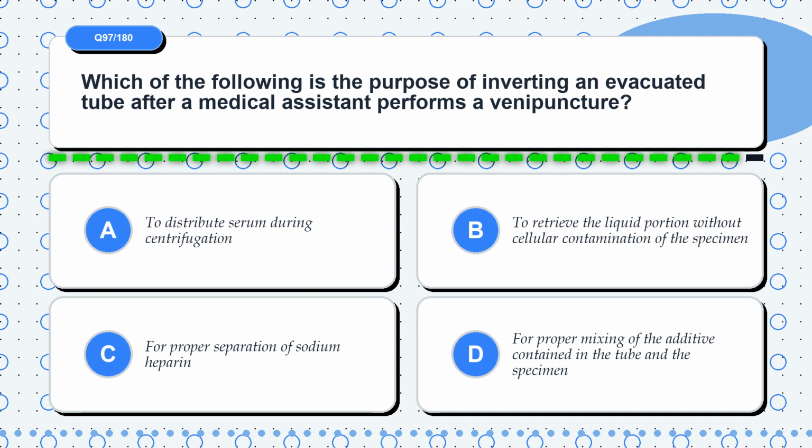Question 97. Which of the following is the purpose of inverting an evacuated tube after a medical assistant performs a venipuncture? Here are the options. Option A, to distribute serum during centrifugation. Option B, to retrieve the liquid portion without cellular contamination of the specimen. Option C, for proper separation of sodium heparin. Option D, for proper mixing of the additive contained in the tube and the specimen.